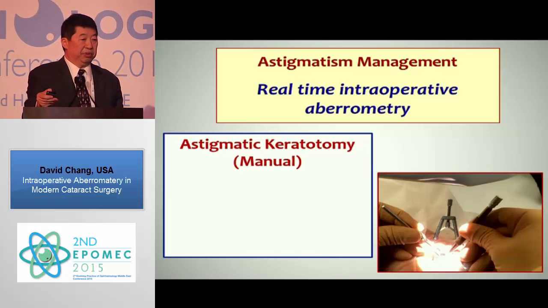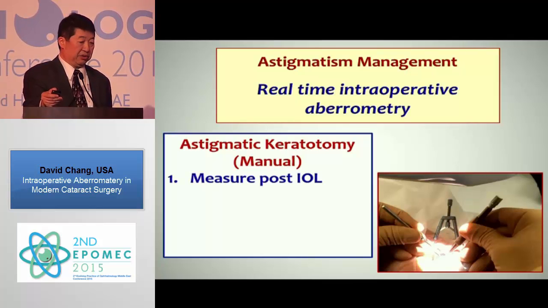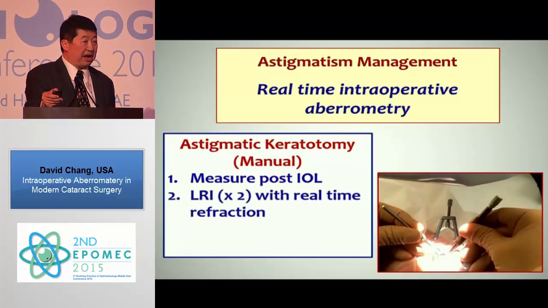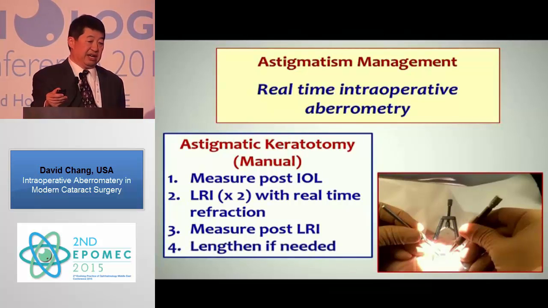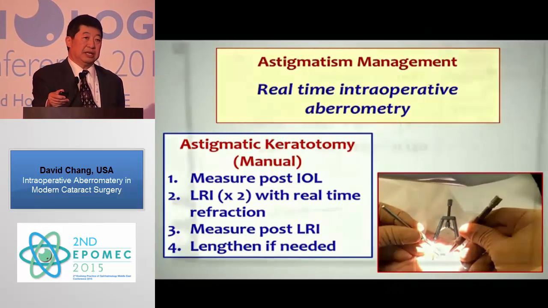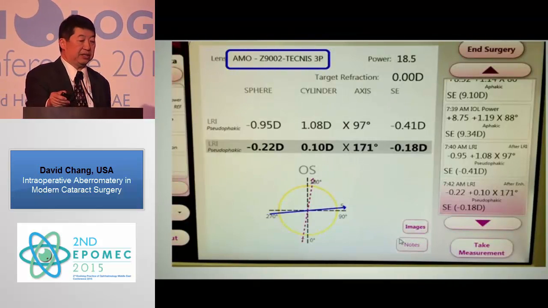The other place where this is really nice is for astigmatism management. I myself don't use the femtosecond. I use astigmatic keratotomy manually. What I do is measure the cylinder after the IOL is in place. Then I lay down my first and maybe my second astigmatic keratotomy incision while using the real-time refraction as a guide. I can then do a measurement after I think I'm done and go back and lengthen the incisions if I need to.